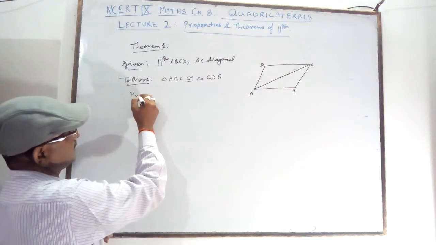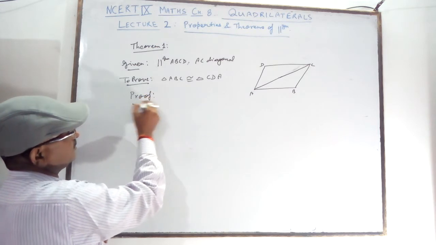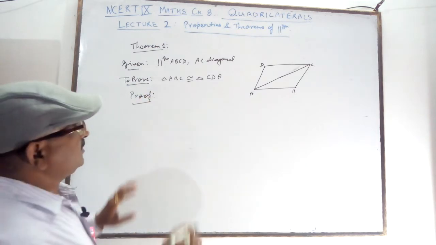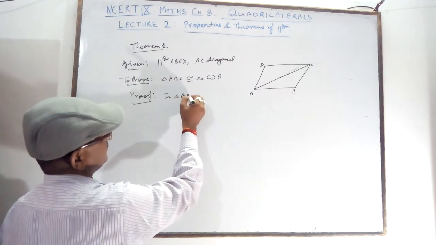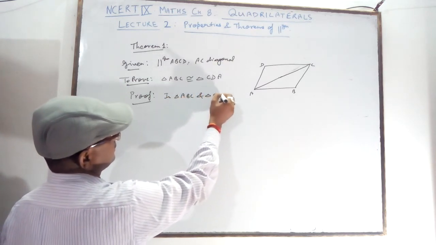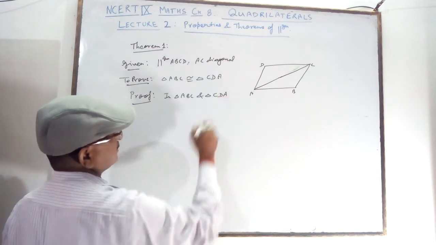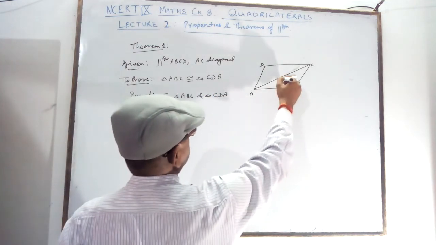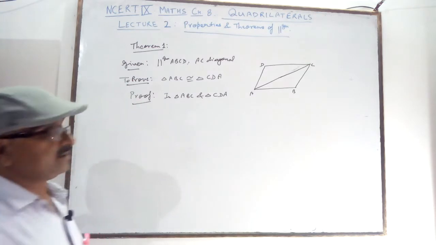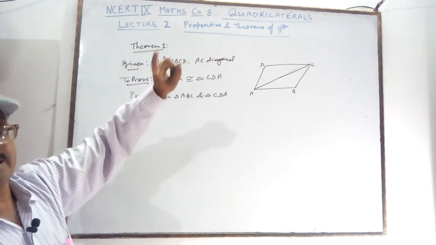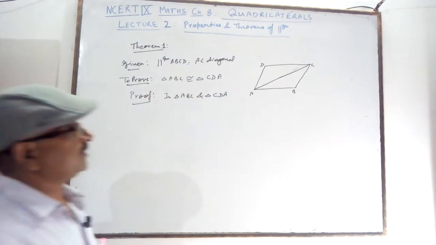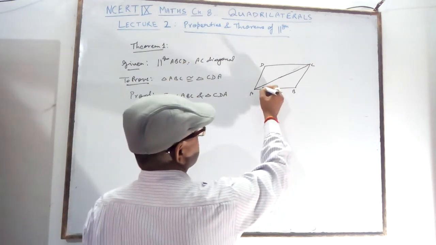Proof. The next heading is proof. By this you will get what you want to prove. In triangle ABC and triangle CDA, what is given? You have properties. You can prove it by SSS, you can prove it by ASA. You can prove it by many properties. It is given in the book.